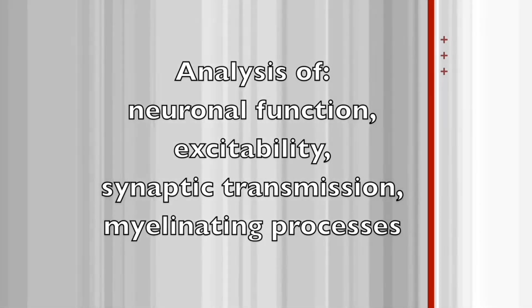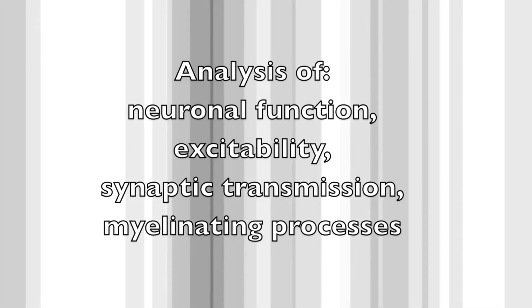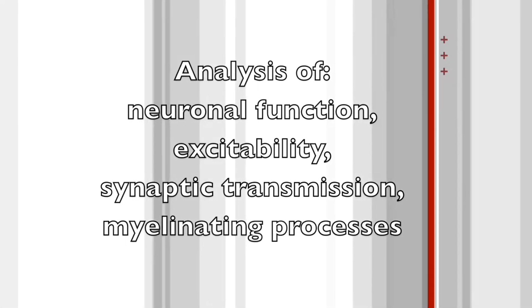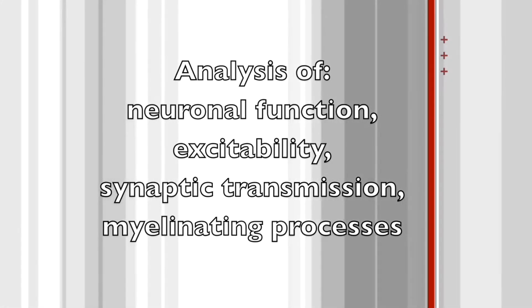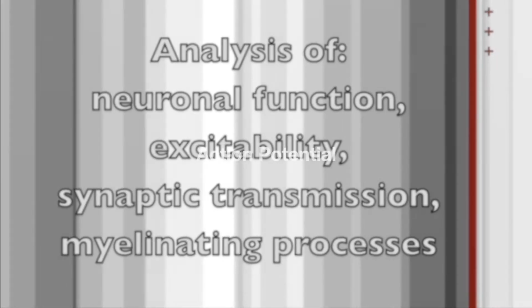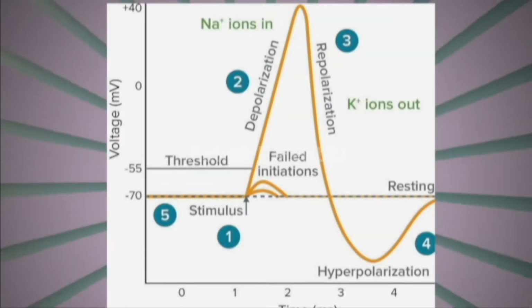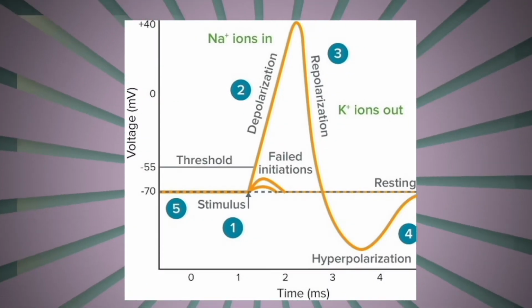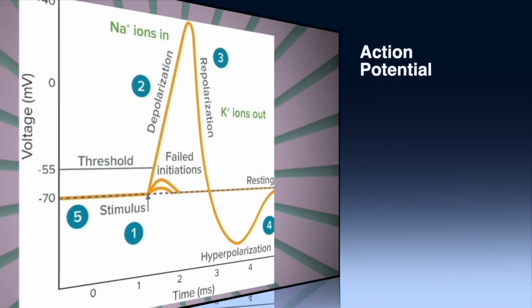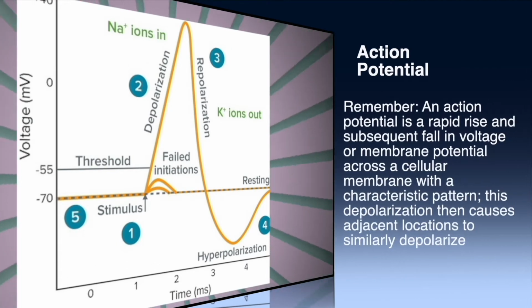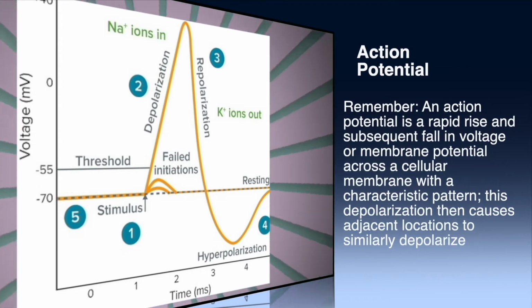Now, we utilize these techniques to have an ulterior precision in the sense that they allow for a very detailed analysis of neuronal function, excitability, synaptic transmission, myelinating processes, action and gradient potential, and cellular response to polarization and depolarization through threshold, rising phase, falling phase, undershoot phase, and recovery. This again will warrant a re-examination of the action potential.